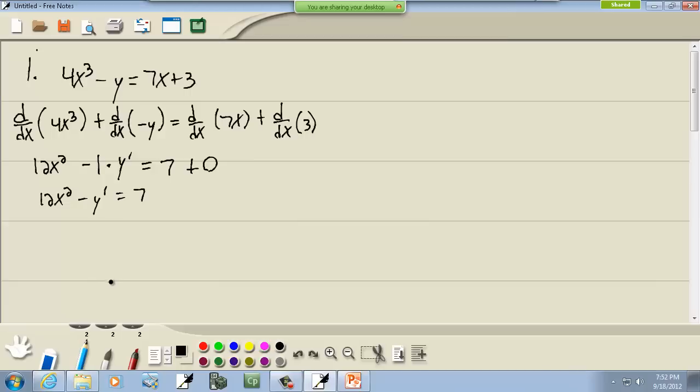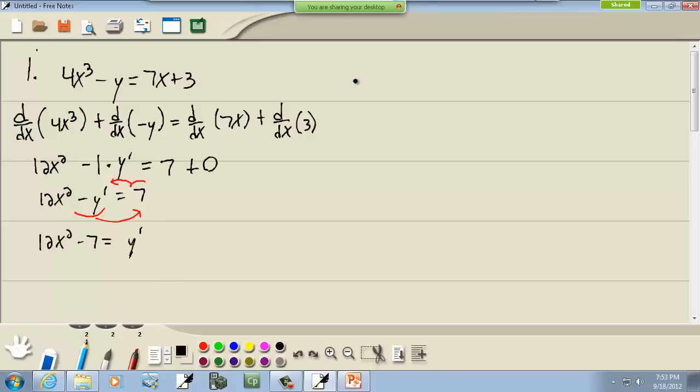And we have to get y prime by itself. So I'm going to take the negative y prime to the right side, and I'll take the 7 to the left side. So it becomes 12x squared minus 7 is equal to y prime. And that would be our answer.